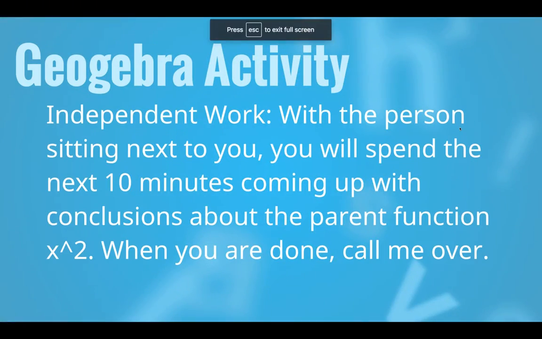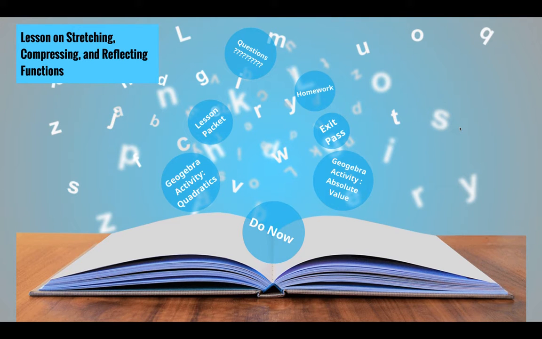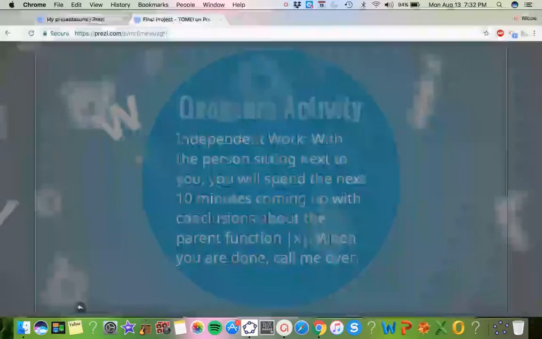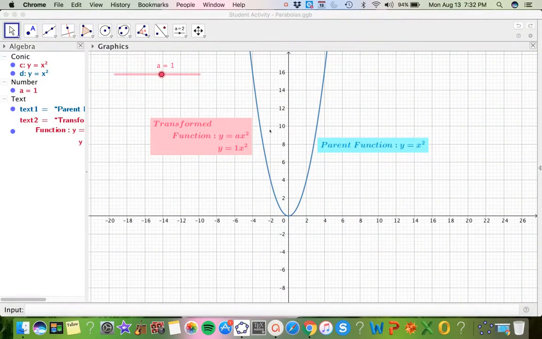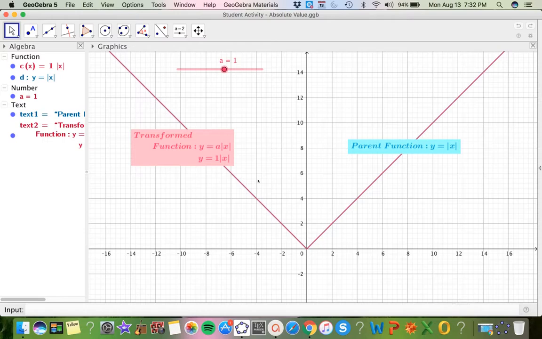Alright, so now again, if you were in class today, I would have divvied you up into pairs, and another group would have been working on the parent function of the absolute value. So the other group also would have spent 10 minutes doing this, and I'm going to show you this very briefly because I spent a decent amount of time showing you how to do this with the parabola. And now both of these GeoGebra files can be accessed on my website, so feel free to access these to practice with.